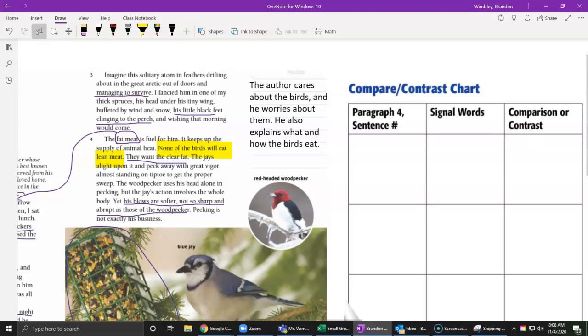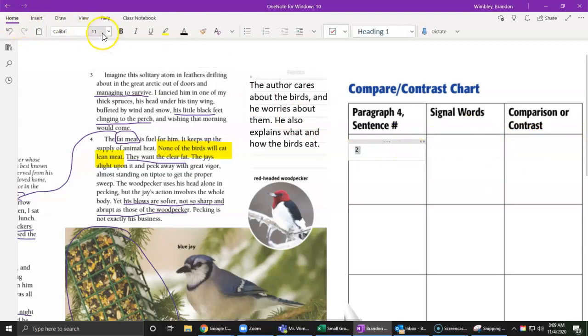So I'm going to put this in my chart. So right here for paragraph 4, sentence number, and then what sentence number is that? Well, that's 1, 2. So that's sentence number 2 for me. I'm going to drag this all the way across. Remember, we're going to make it a little bit bigger. Oops, I did that wrong. I need one per column. We're going to make it a little bit bigger so we can see it better.